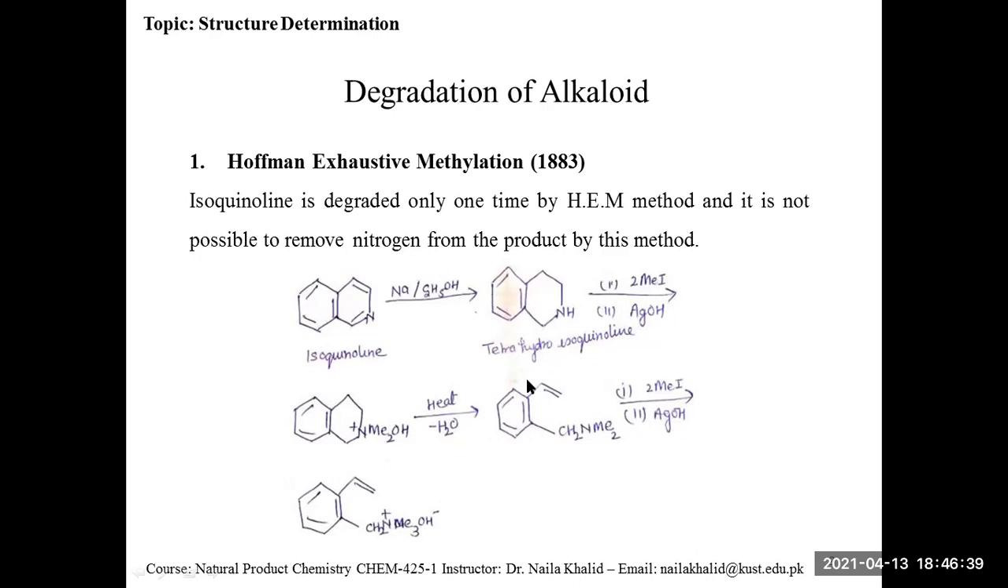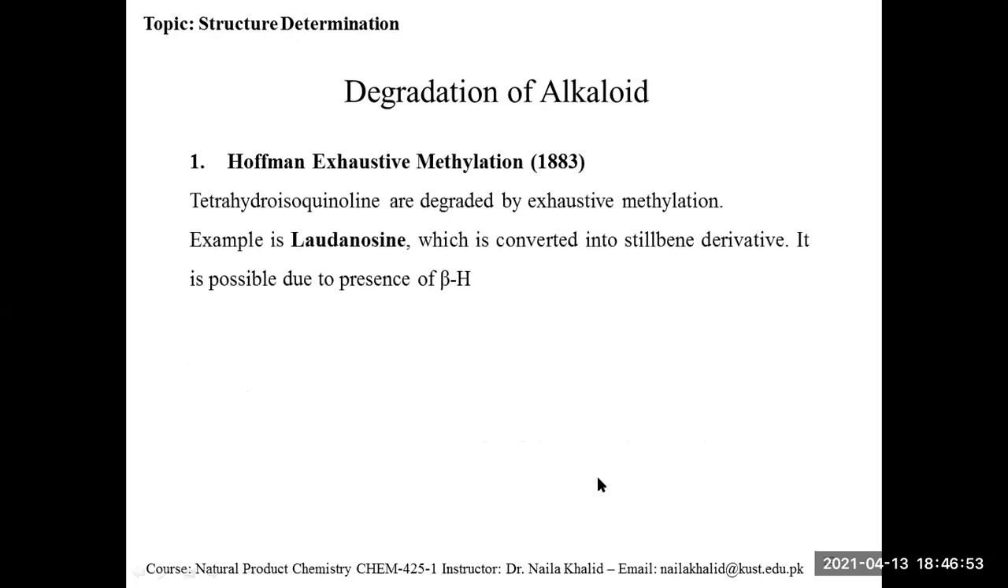I mean to say that for Hofmann exhaustive methylation, we need beta hydrogen so that the carbon skeleton is obtained with the elimination of the nitrogen containing moiety. Tetrahydroisoquinolines are degraded by exhaustive methylation only when there is beta hydrogen. The example is laudanosine, which is converted into a stilbene derivative. It is possible due to the presence of beta hydrogen.